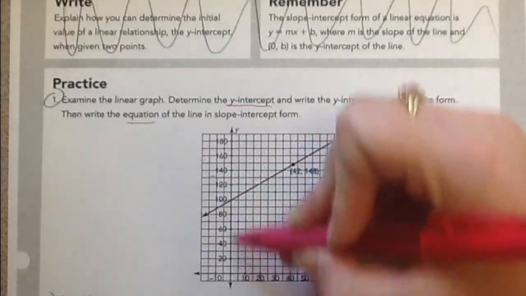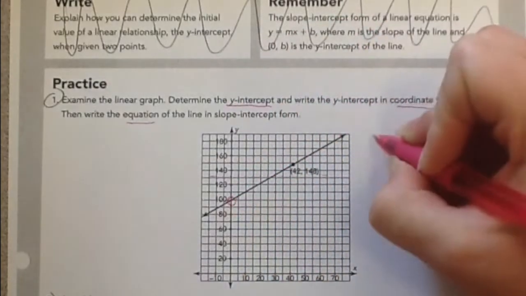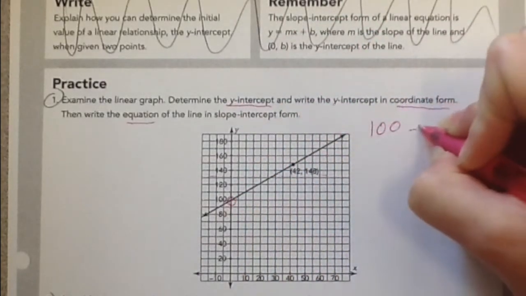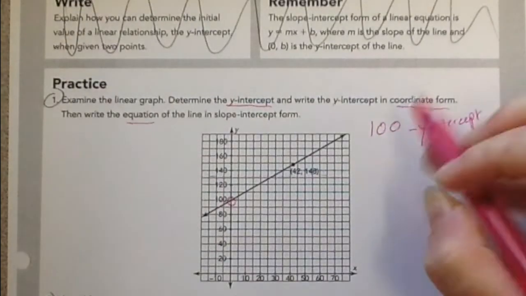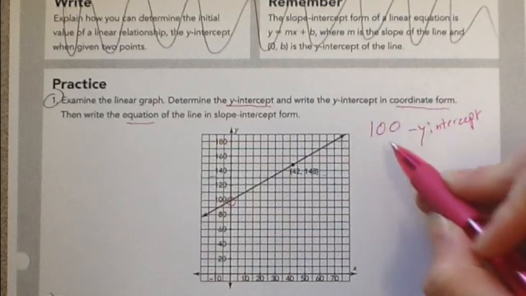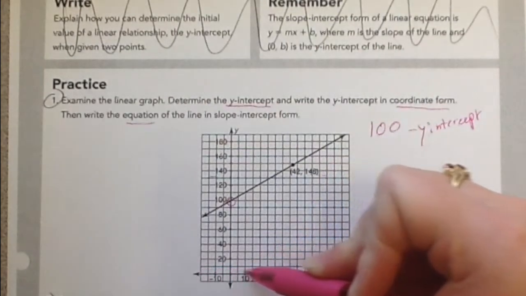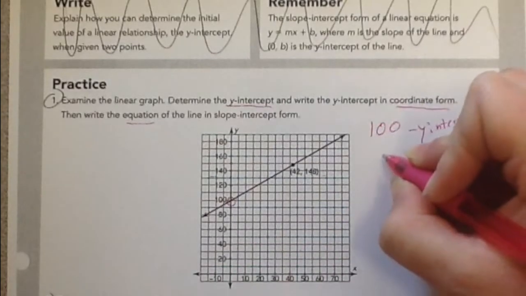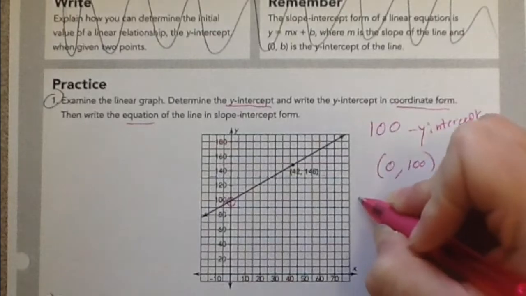So we look at this graph and we look to see where it's crossing the y-axis, and it's crossing at 100. So that's the y-intercept. To put that in coordinate form, since that's going to be y, x is going to be 0, because we can see along this line that's 0 for x. So 0, 100. Then we need the equation.